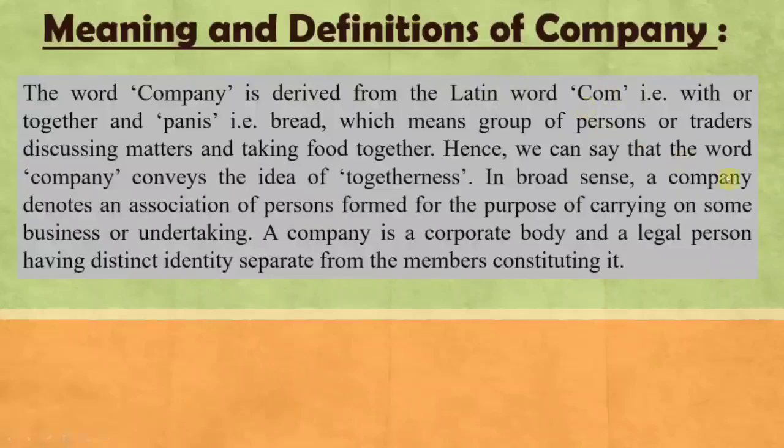In broad sense, a company denotes an association of persons formed for the purpose of carrying on some business or undertaking. A company is a corporate body and a legal person having distinct identity separate from the members constituting it. So what I said is that a company is an association of persons formed for a particular objective, and that objective is to carry out some business. And a company is a corporate body. Why is it a corporate body? Because it is created under the Companies Act 2013 or any other previous company law, and its identity is different from its members who are forming the company. So this is what the meaning of company is.